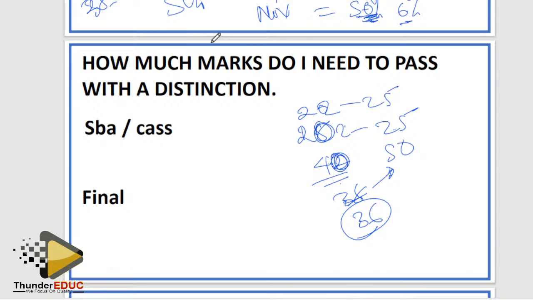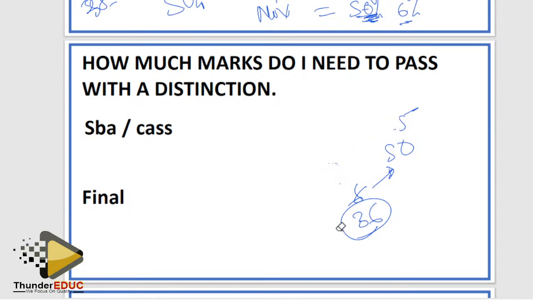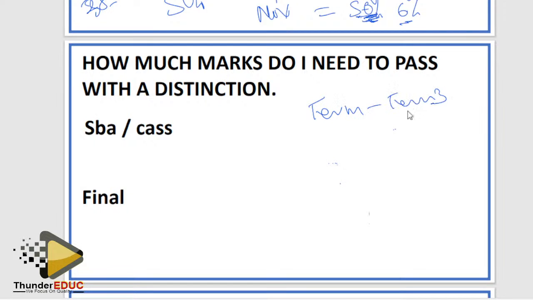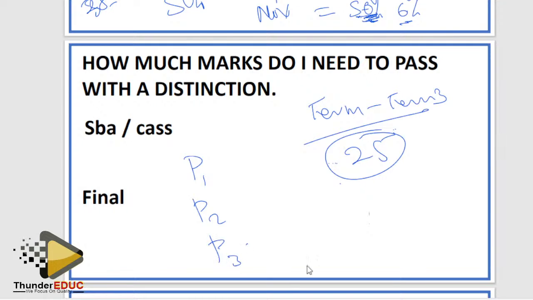Languages are also like these other subjects. However, language is somehow different. From term 1, you do different tasks, term 1 to term 3. Yes? Also, we convert it to 25%. Is it clear? But you have paper 1, paper 2, paper 3. You understand? Paper 3 has too much weighting.